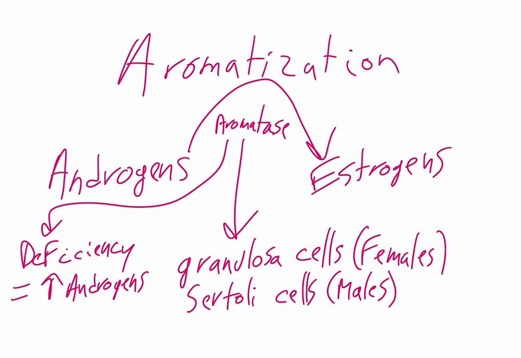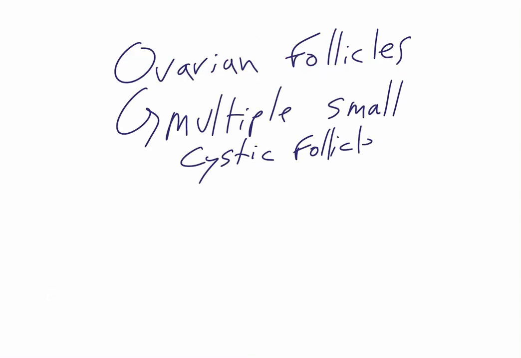Another option would be ovarian follicles. This could be tempting if you're thinking about PCOS, where there are multiple small cystic follicles and anovulation. However, in this case, the girl had low BMI, not high, so this does not fit.